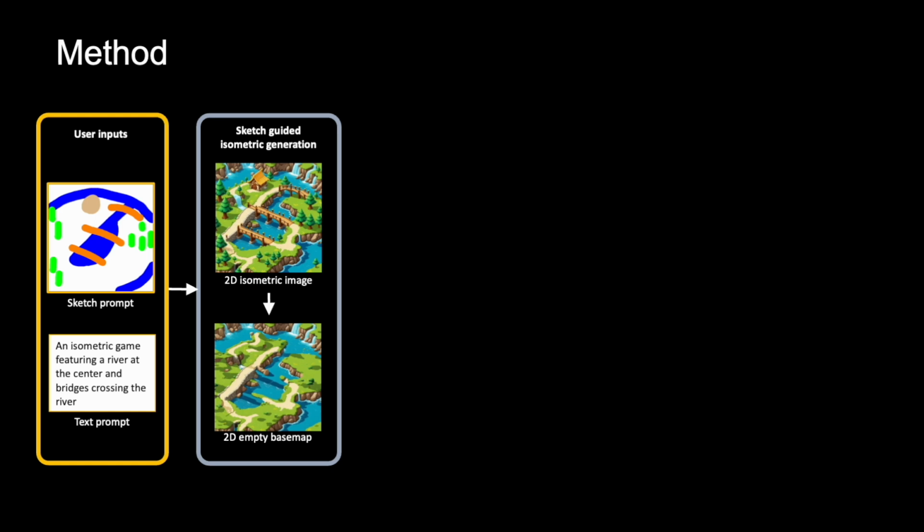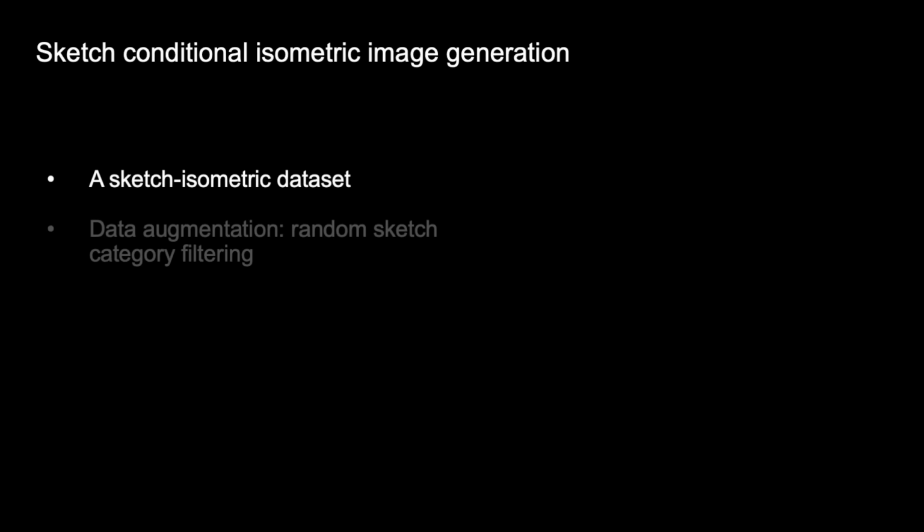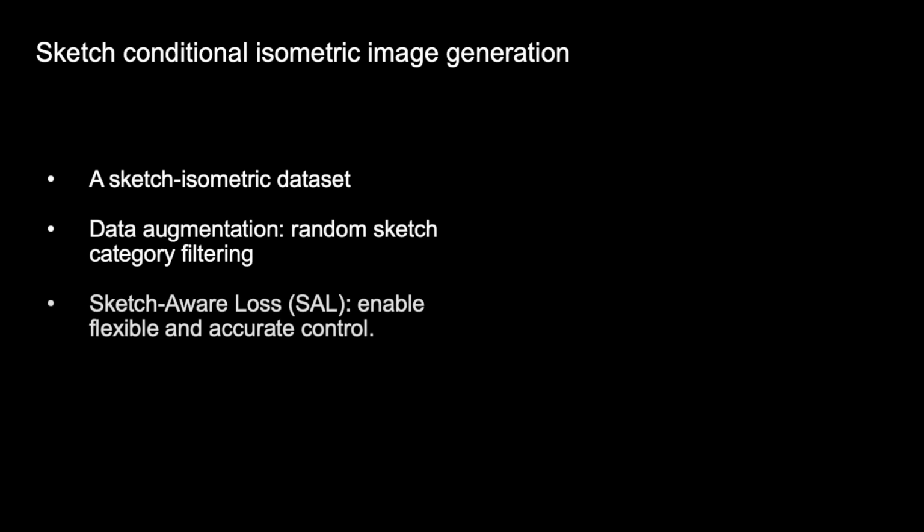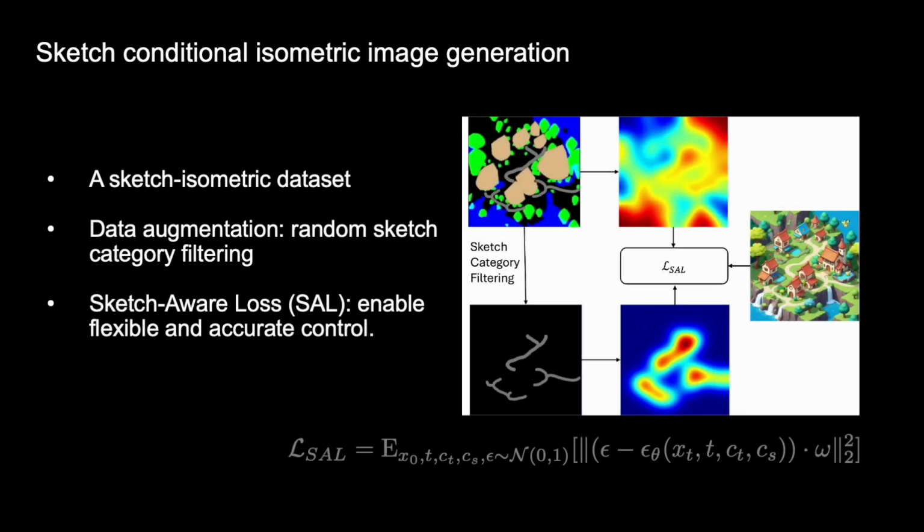For the sketch conditional isometric image generation, we introduce an adapted ControlNet for generating isometric images from text prompts and sketches. To tackle the challenges of training for such controllability with limited data, we proposed a novel approach called sketch-aware loss. The sketch-aware loss facilitates ControlNet training with a single ground truth image associated with diverse sketches generated through random category filtering, thereby enhancing its performance on flexible sketches.